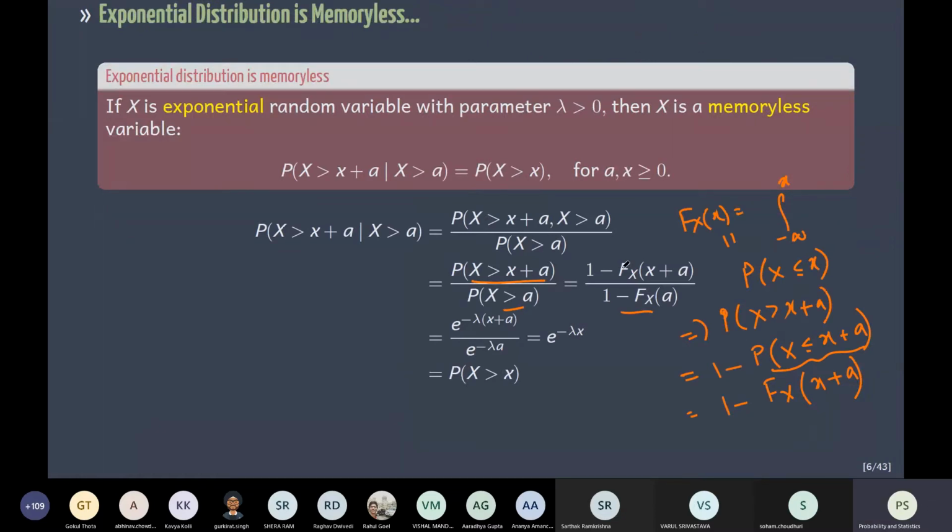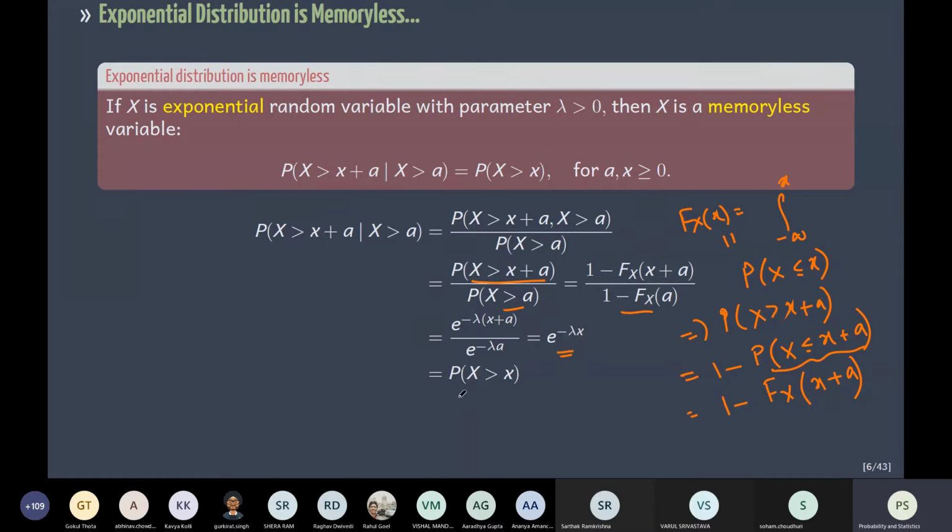So we will use this, the 1 minus, so 1 will get cancelled here. So it will be exponential of minus lambda x plus a, and same here, minus lambda a. And then we will cancel out the exponential of lambda a, that's the common factor here. And then we will be left with this.